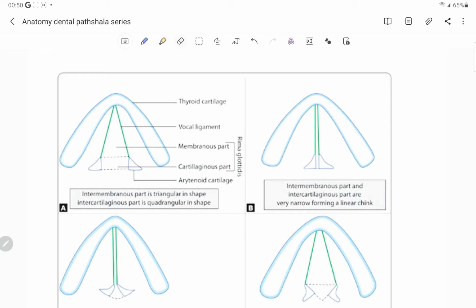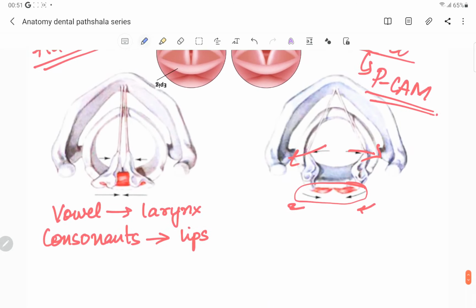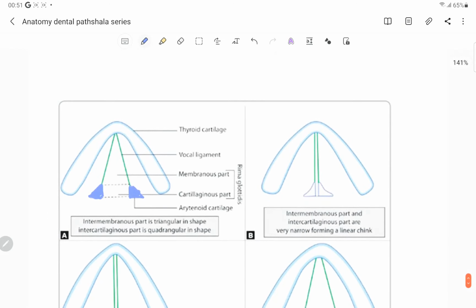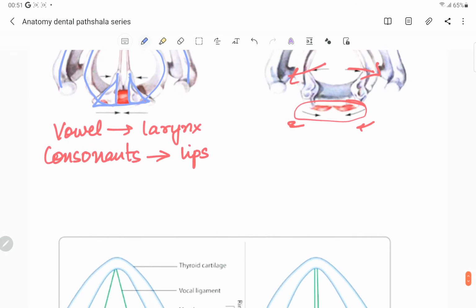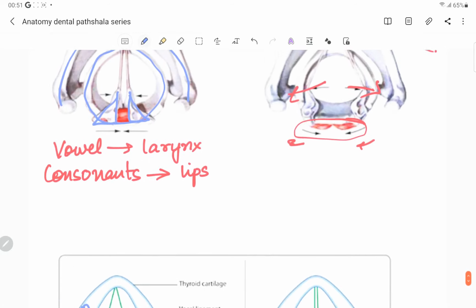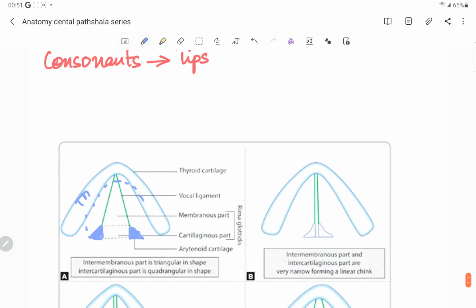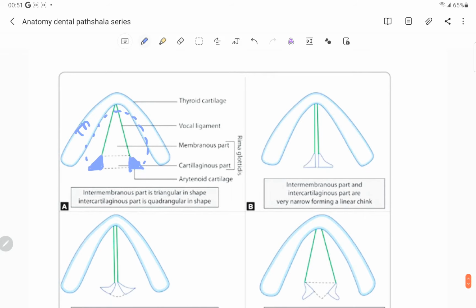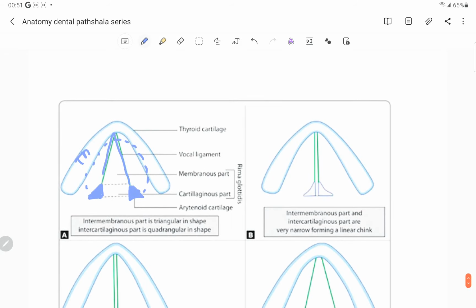See guys, this is the arytenoid cartilage, the blue colored one, pyramid shape, right? Basically, this diagram is a hand drawn version of this particular diagram. So here we have the arytenoids, this is the cricoid cartilage, and here we have the thyroid cartilage. So the same diagram we are going to copy. Here again, this is the thyroid cartilage. Then we have the cricoid cartilage, which is somewhere here, and the arytenoid cartilage, one in the blue, and you can see these vocal ligaments. The part bounded by this arytenoid cartilage is the cartilaginous part, which is more like a rectangular, we can say the quadrangular shape.